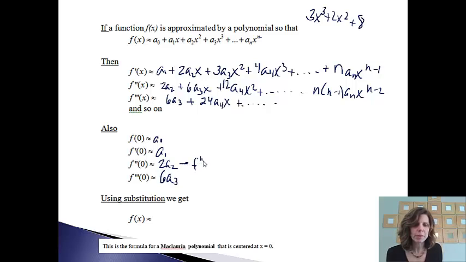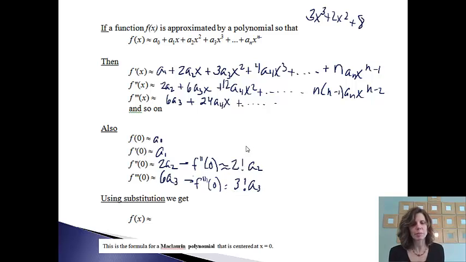First of all, f double prime of 0 is approximately 2, which could also be represented by 2 factorial, and just hang with me a second on that one. F triple prime is 6, which is actually 3 factorial. So you could guess the next one will have 4 factorial, and then we'll have 5 factorial, and so forth. And that's going to come into play in just a minute.